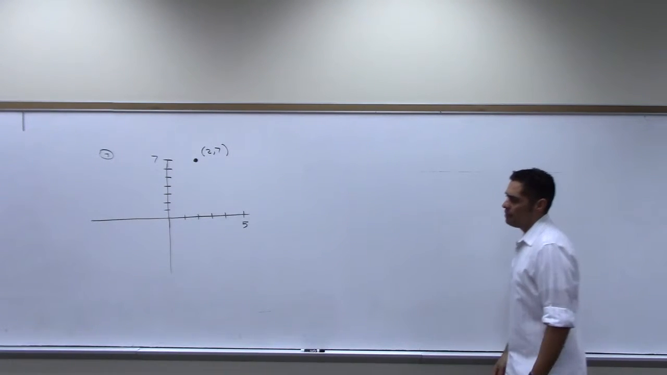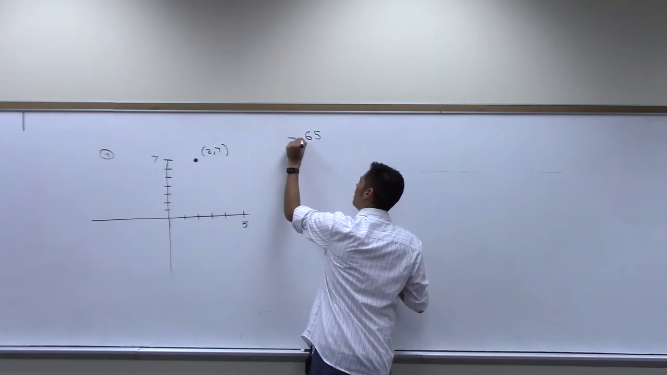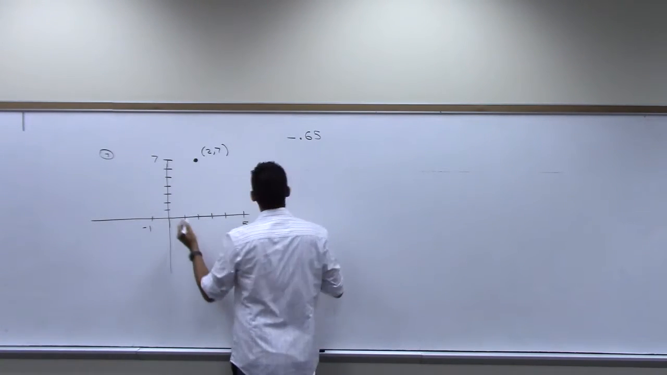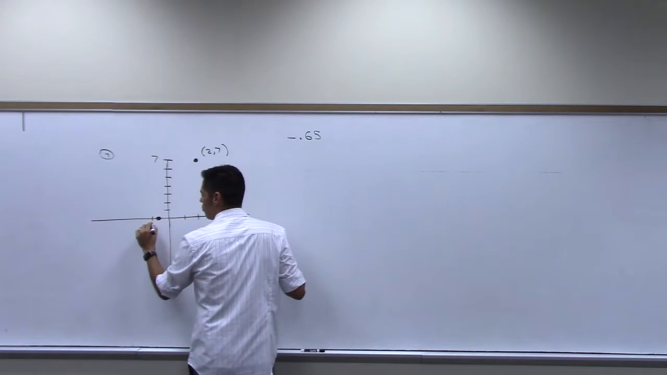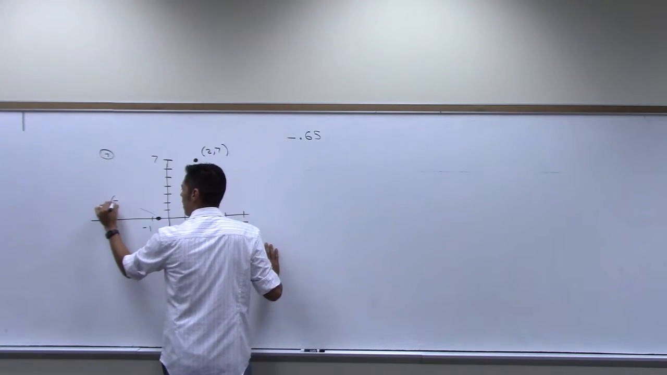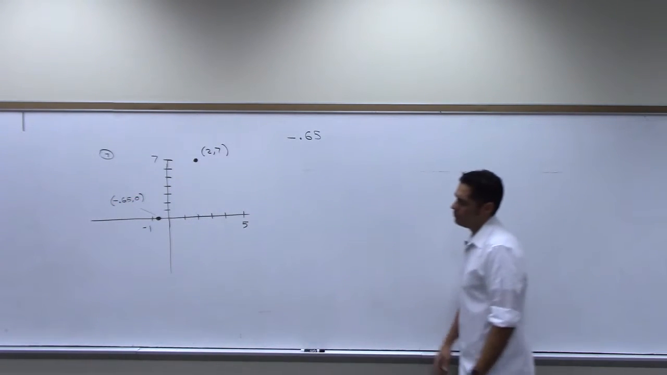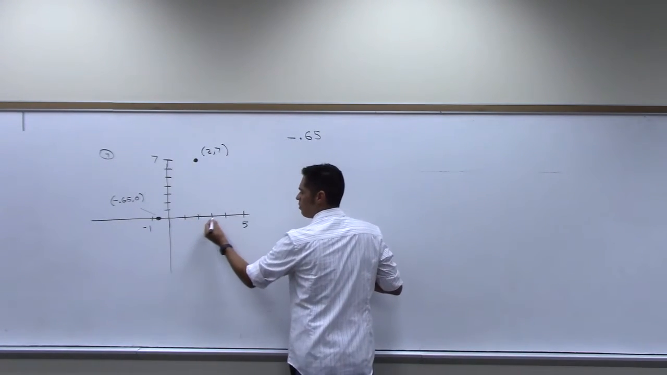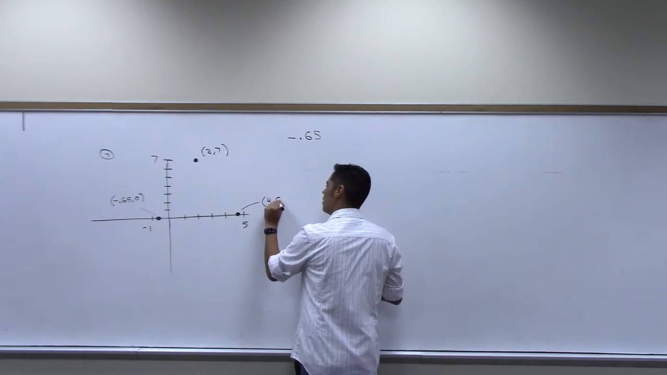My x-intercepts. Negative 0.65. Well, here's negative 1. Do you agree? Negative 0.65 should be a little bit more than halfway, so maybe about here. I'll just draw a little arrow coming off it, and that's negative 0.65. My other x-intercept is 4.65. So here's 1, 2, 3, 4, 4.5, a little bit more. That's 4.65.